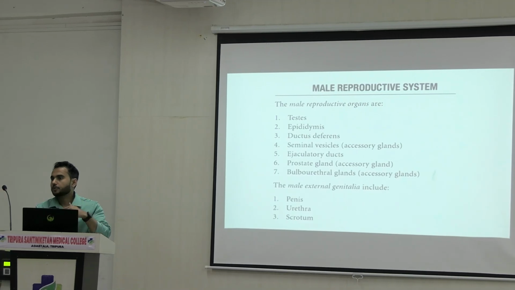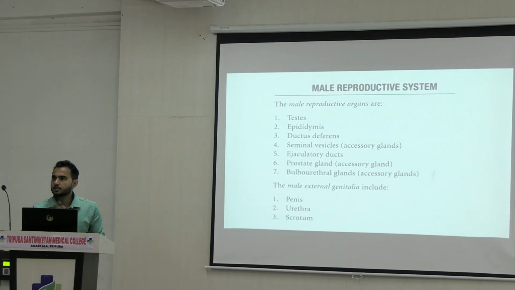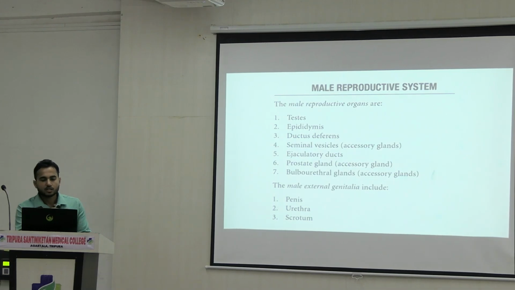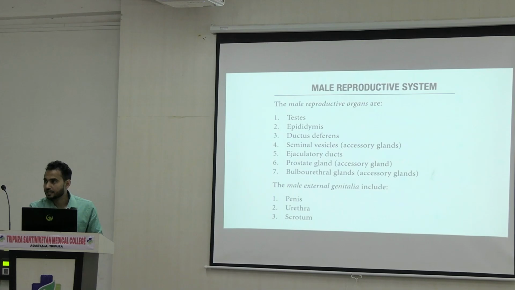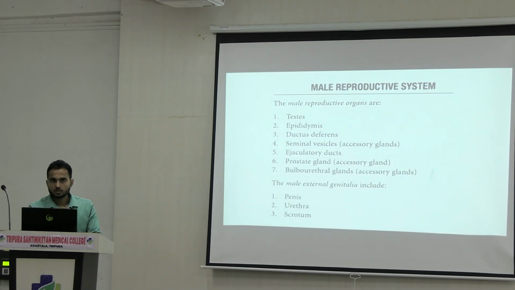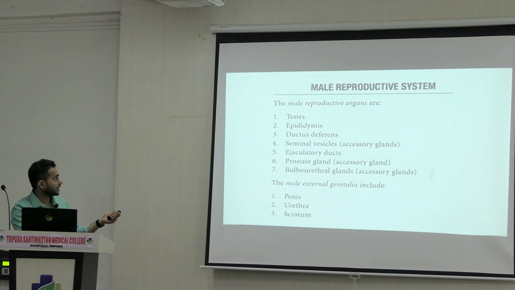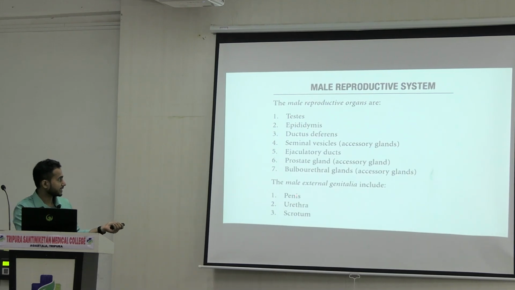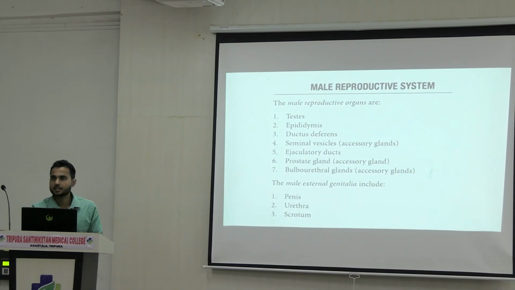So if you see the male reproductive system, it is mainly divisible into two parts. What are those two parts? First is the male reproductive organs and then male external genitalia. Okay, reproductive organs and external genitalia. So here you can see the list of the male reproductive organs and then here the external genitalia.